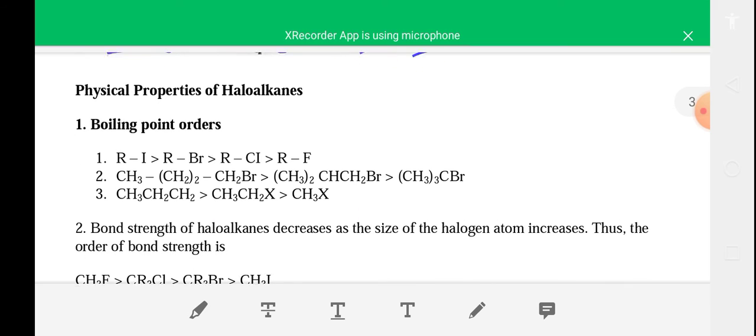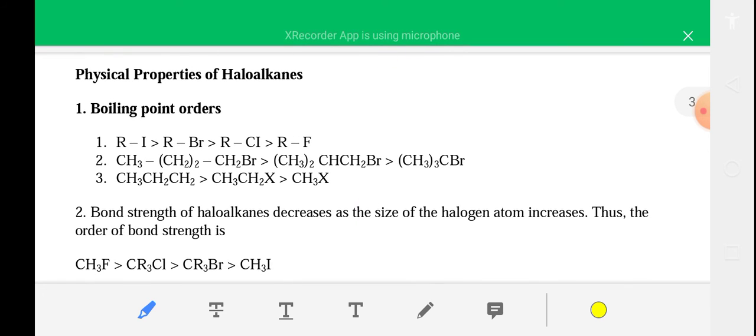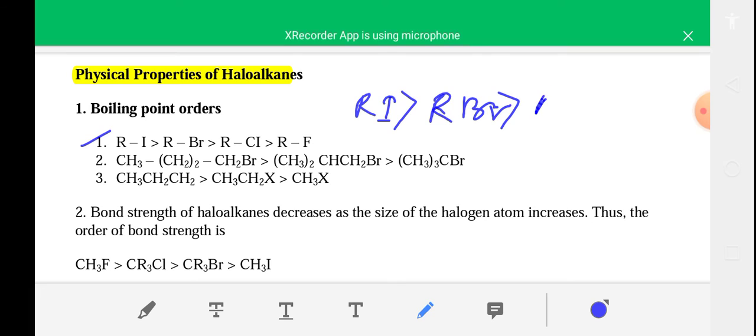Now see the physical properties of haloalkanes and haloarenes. In physical properties, you only have to read about the melting point and boiling point. First, if the alkyl group is the same, then the order of melting point and boiling point is alkyl iodide greater than alkyl bromide greater than alkyl chloride greater than alkyl fluoride.